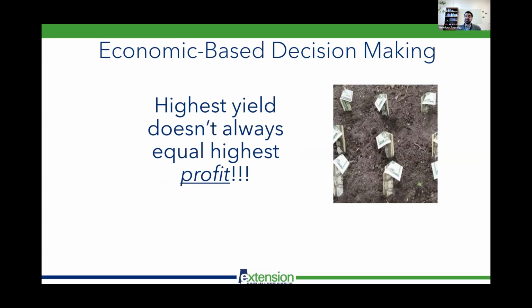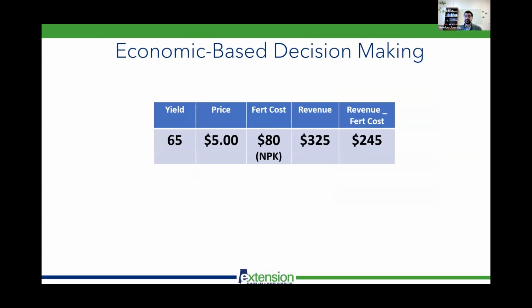And so one thing I always like to point out when we're talking about economic-based decision making is that highest yield doesn't always equal highest profit. And so, quick example, let's look at a corn crop. Let's say yield is 65 bushels per acre. We're facing a price of $5 per bushel. So our total revenue for that crop would be $325. Let's suppose that's if we apply fertilizer, NPK, at $80 per acre. And so if we look at our net revenue, or revenue minus our fertilizer cost, that would equal $245.